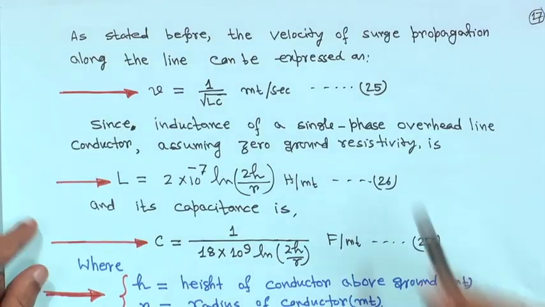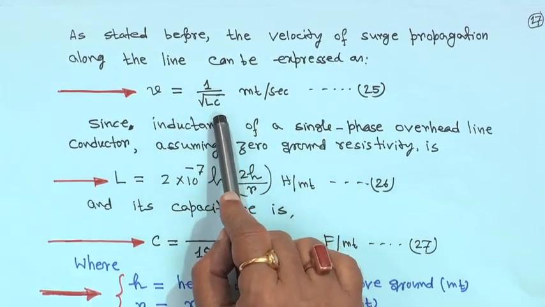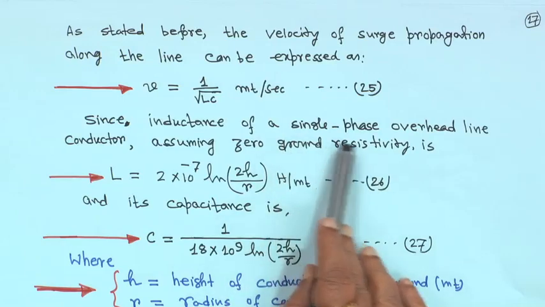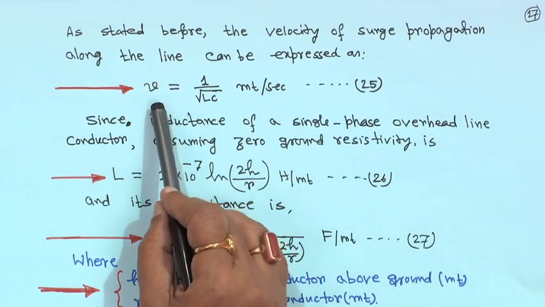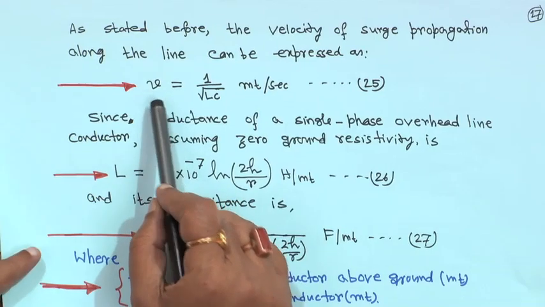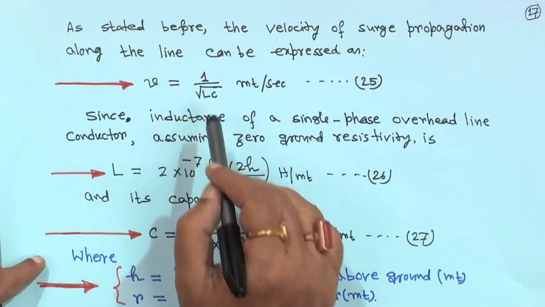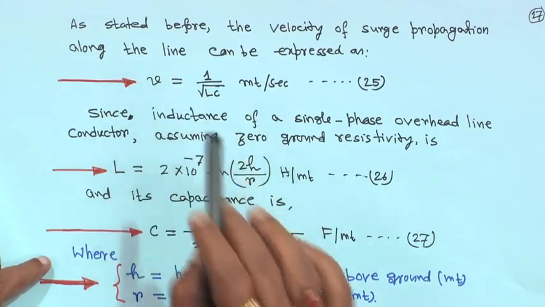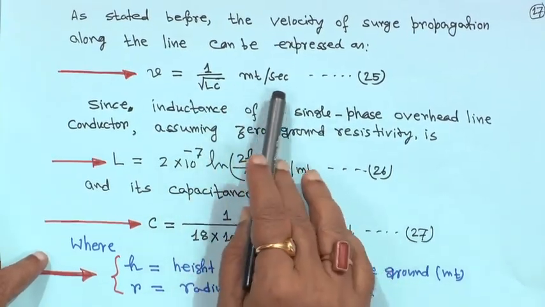So, as stated before, the velocity of surge propagation along the line is V is equal to 1 upon root over LC meter per second. This velocity V and voltage V should not be confused, right. I am using V for both, but there should not be any confusion. So, V is equal to 1 upon root over LC meter per second.